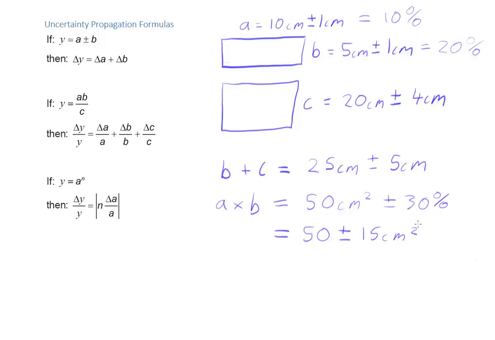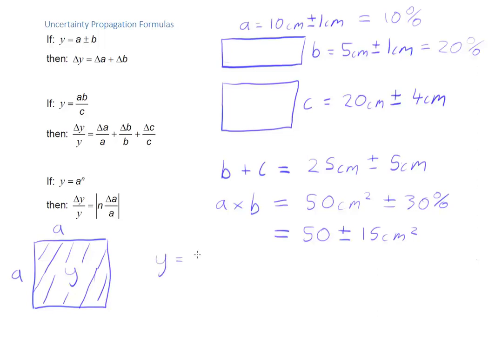Now finally, imagine that I had a different brick, and this brick is a by a. So in this particular case, if we wanted to find the area of that brick, which I'm going to call y, then the uncertainty in the area is just going to be given by n times the relative uncertainty in a, where n is the power that we are raising a to. So in this case, we are squaring a. y is equal to a squared.